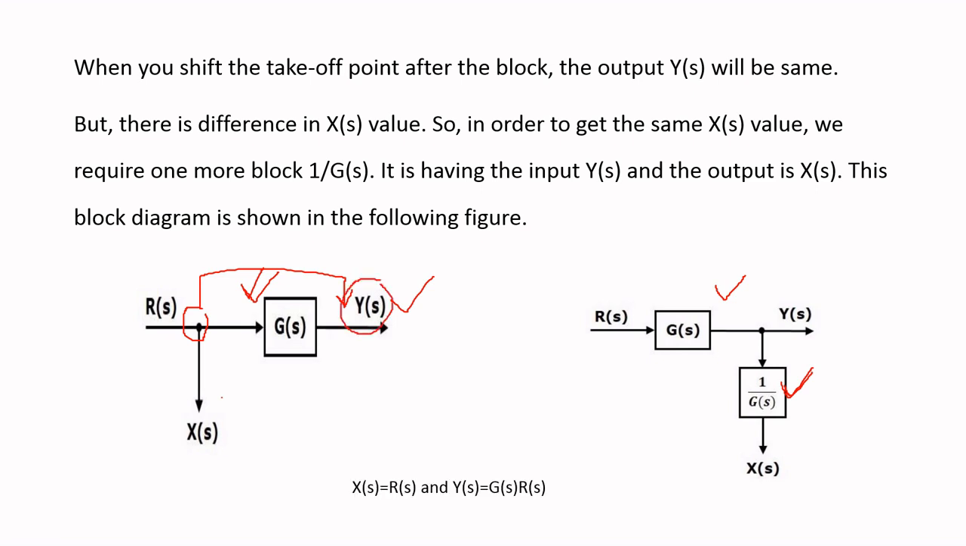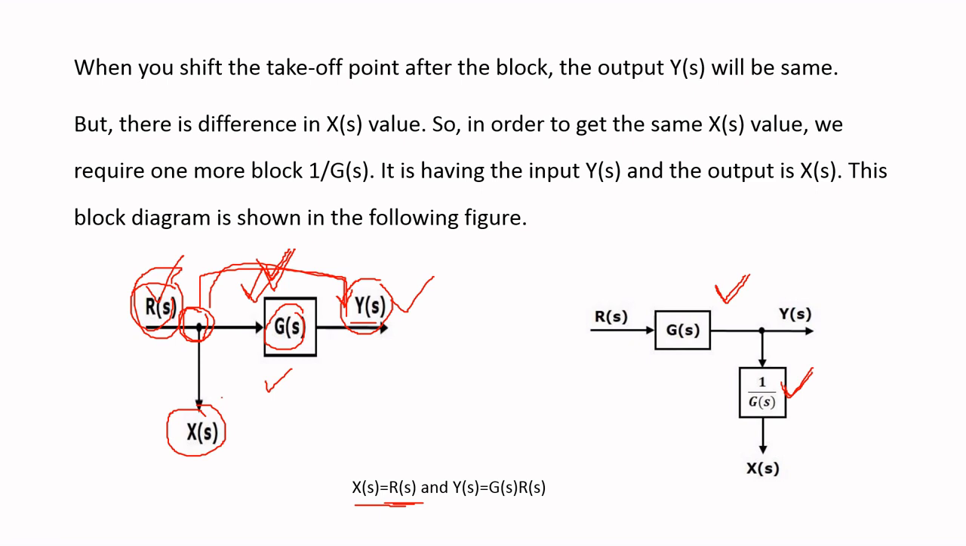For example, if we consider this block diagram, the output y of s is the product of r of s into g of s, and also x of s is the input, that is r of s. This is x of s is equal to r of s, and also y of s is equal to the product of g of s into r of s. These are the conditions or equations related to this block diagram, means the takeoff point is present before the block. And this is the block diagram by changing the takeoff point from before the block to after the block.